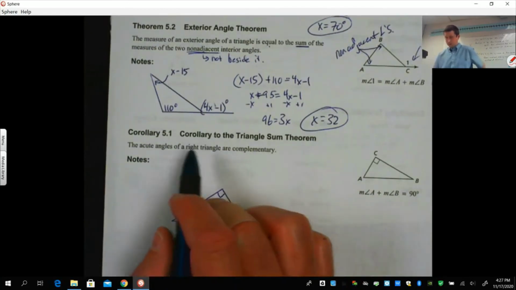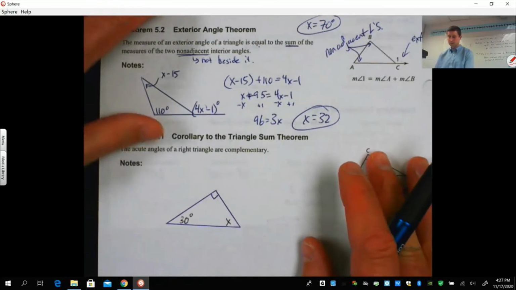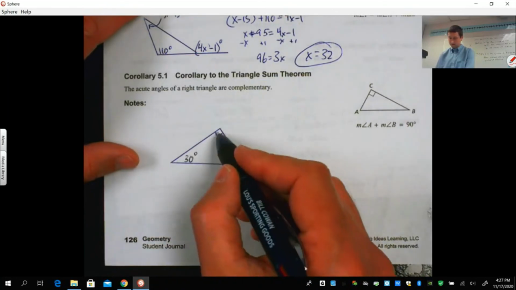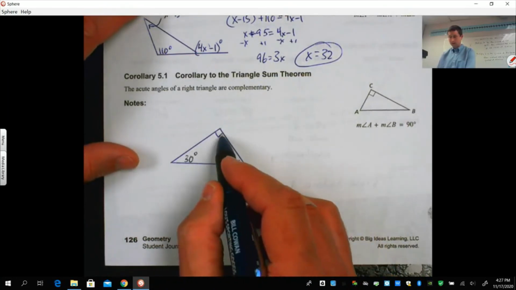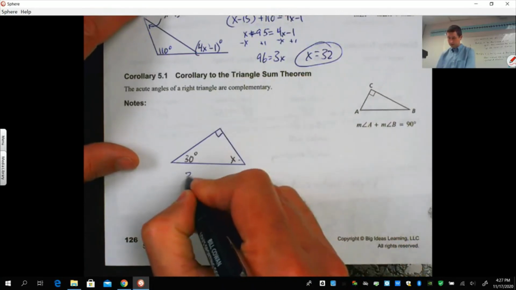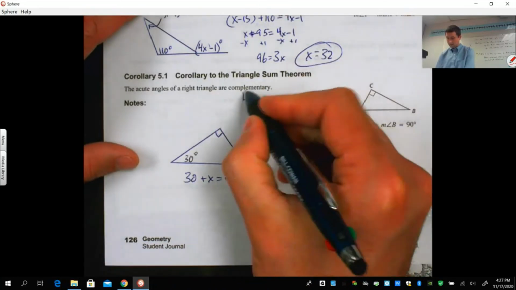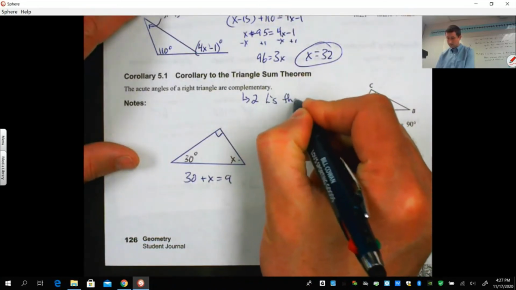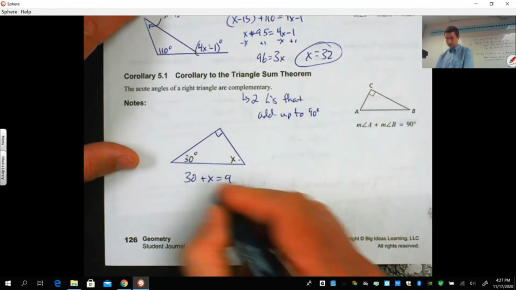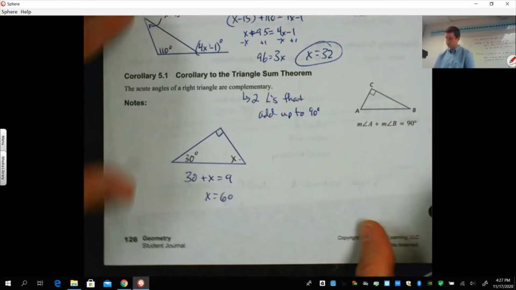And finally, this is the corollary to the triangle sum theorem. It's easily proven from the triangle sum theorem, the one way at the top. The acute angles of a right triangle are complementary. So if this is 90, these two have to equal 90. So if you have a right angle, you don't have to say 90 plus x plus 30 equals 180. You could just say 30 plus x equals 90. Remember, complementary are two angles that add up to 90 degrees. So then x would have to be 60. Okay, so you can do a shortened formula there.